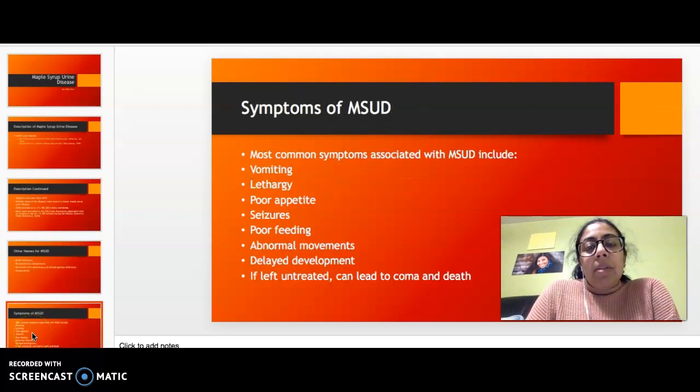Some of the most common symptoms of maple syrup urine disease include vomiting, lethargy, poor appetite, seizures, poor feeding, abnormal movements, delayed development, and in the most severe cases, if left untreated, can lead to coma, and in some of those cases can also lead to death.